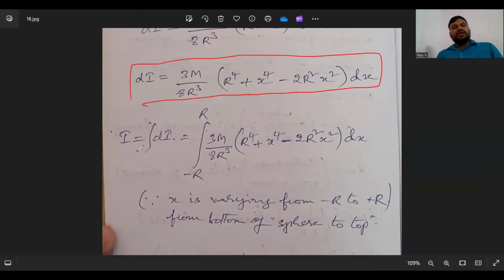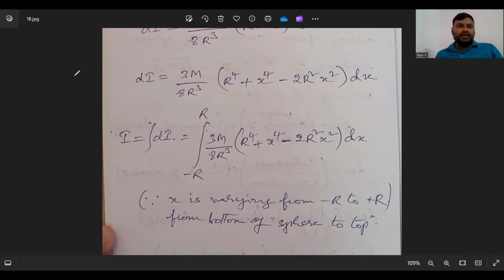So the moment of inertia of the entire sphere, I, is equal to the integration of this dI, and the integration limits are varying from minus r to r. So here, what is the variable? The variable is this x. So x is variable.